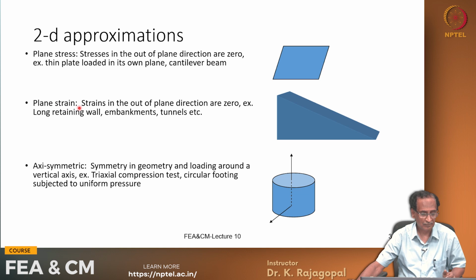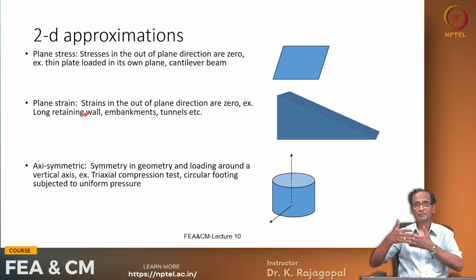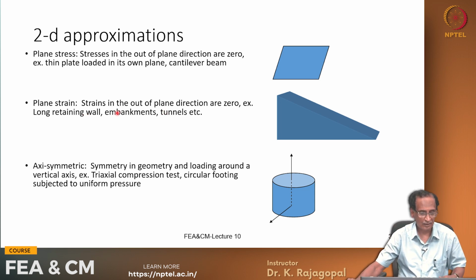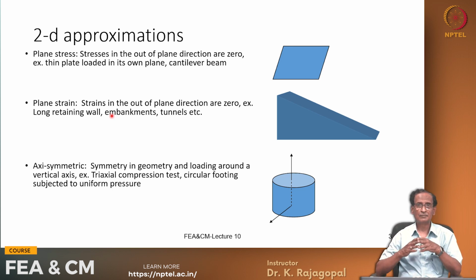Then we have a plane strain state where all the out-of-plane strains are 0. So, previously it was plane stress, all the out-of-plane stresses are 0. In this case it is plane strain where all the out-of-plane strains are 0, and this is a very common situation in geotechnical engineering, where we consider the analysis of very long retaining walls or embankments, tunnels, and so on.